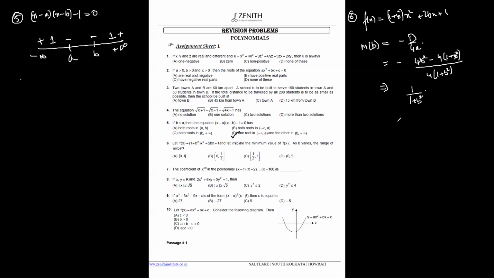Now what will be the range of 1 by 1 plus b square? 0 open to 1 closed. This would be (0, 1] closed. Okay, so the answer would be D.